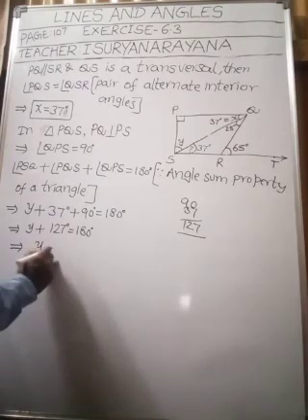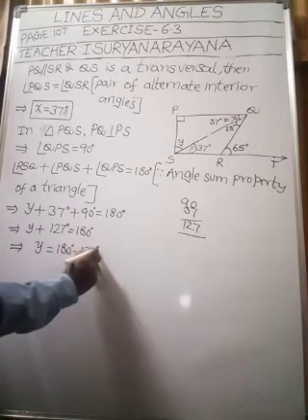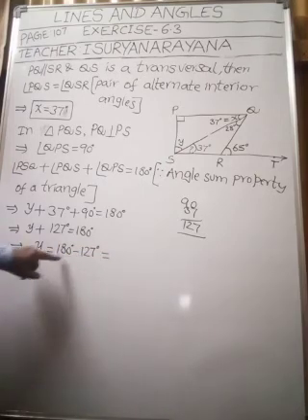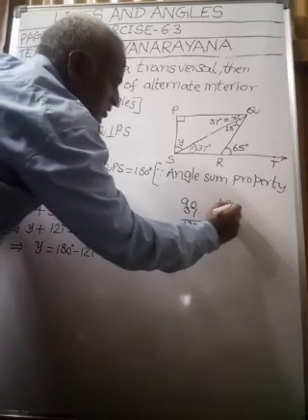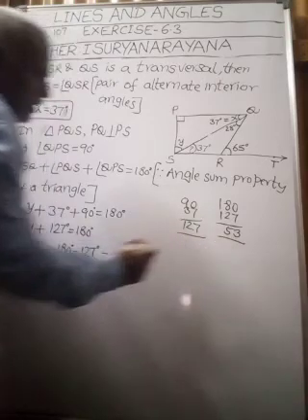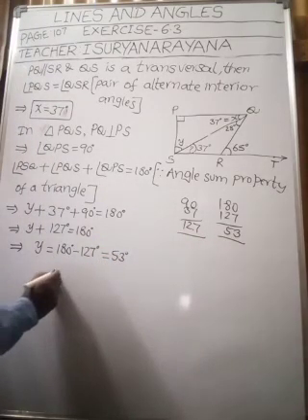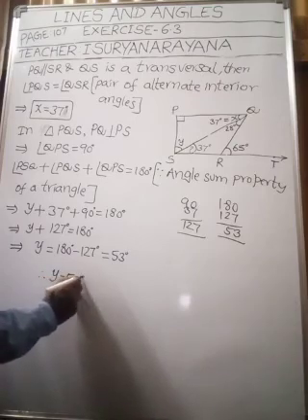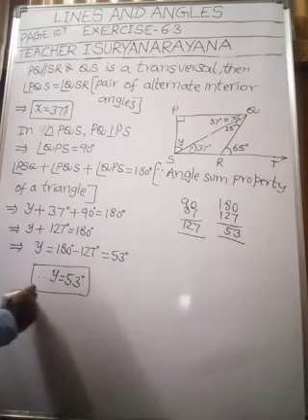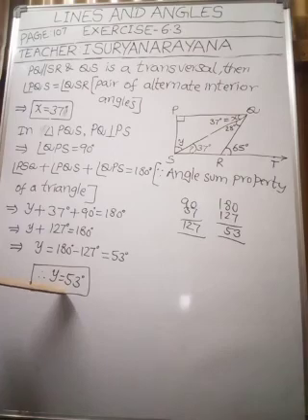Isn't it or not, my children? So Y is equal to 180 degrees minus 127 degrees. Now let us simplify these two numbers, 180 degrees minus 127. What we will get here? 53 degrees. Therefore, Y is equal to 53 degrees. We got the value of X, and here we got the value of Y also. Okay, my children, understood? Right.